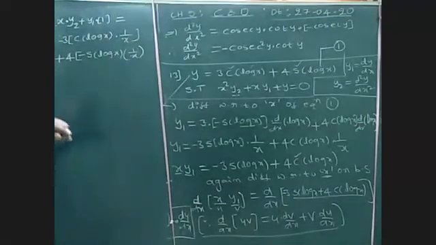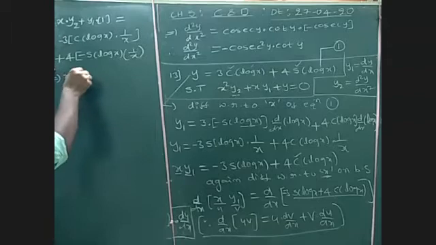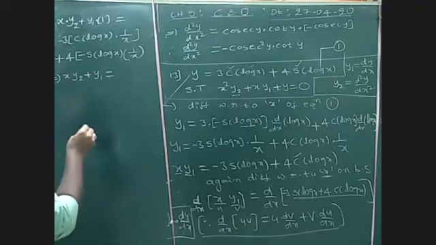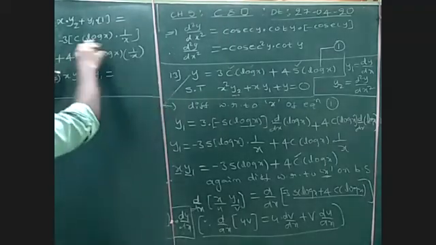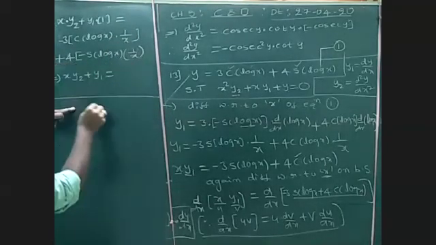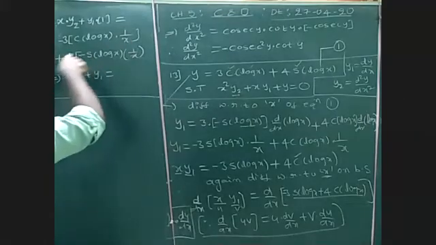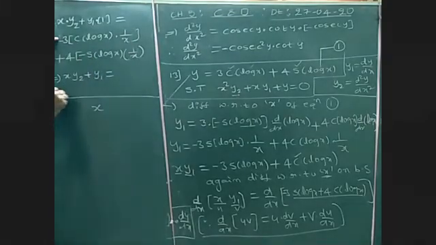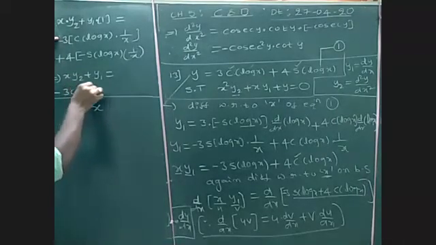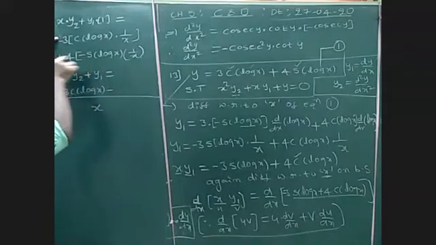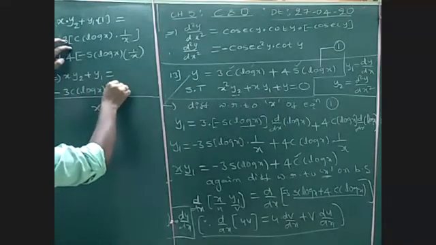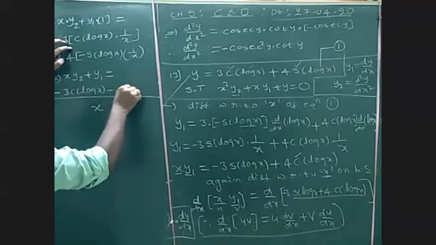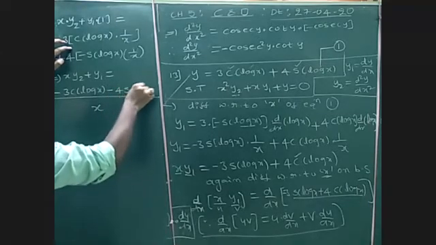Okay. Now left side is clearly xy2 plus y1 is equal to, what is LCM? Right side is, what is LCM? LCM is x, with 1 by x and 1 by x. Okay, here what is the remaining value? Minus 3 cos log x, minus into plus, minus 4 sin log x.